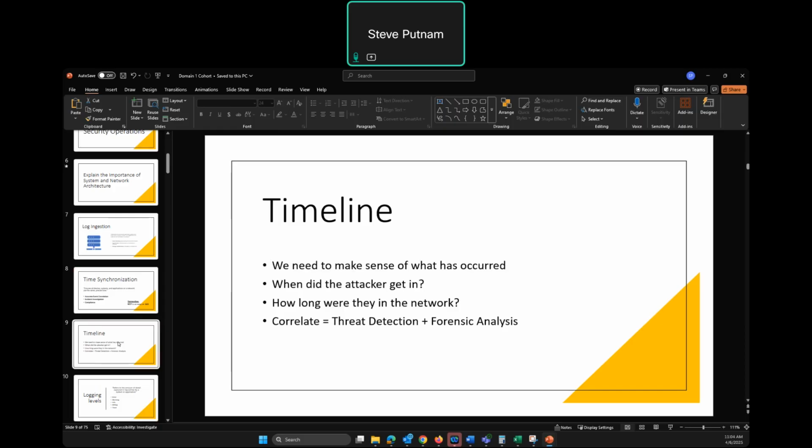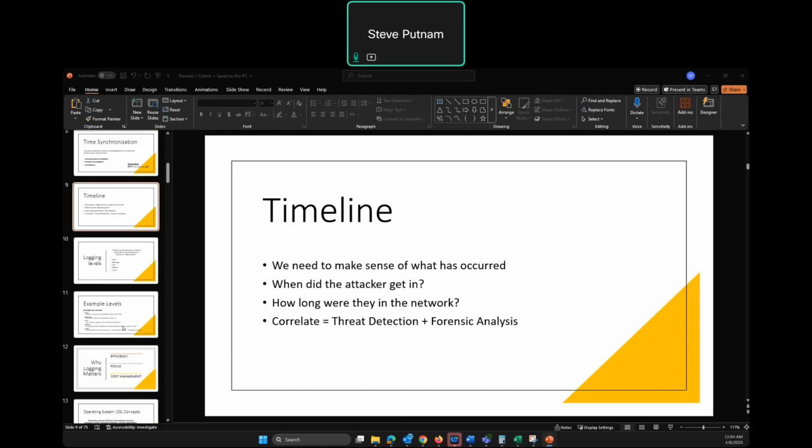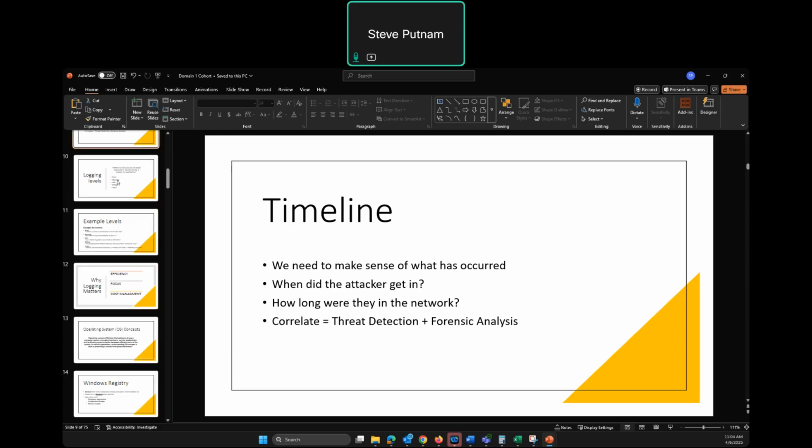So we have to make sense, as this slide says, of what occurred. When did the attacker get in? How long were they in the network? And then look at what they actually did in the network. So all of these are extremely important. So you're building the timeline. Time synchronization is just as important as your log ingesting.